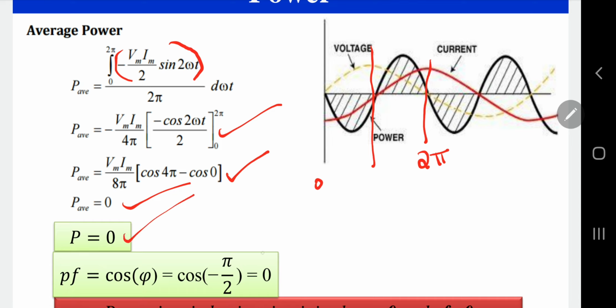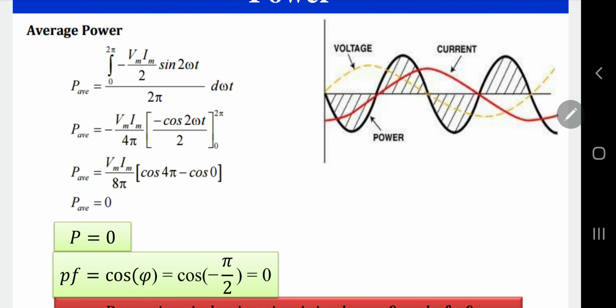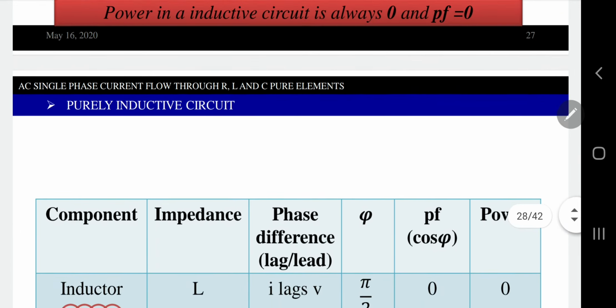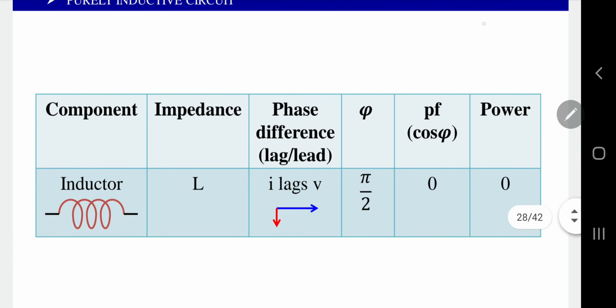Now what about the power factor? Power factor means the cosine of the angle between the voltage and the current. Okay, it is actually a measure of how much power is being utilized. So that we will be studying later. So power factor is equal to cos phi, cos of minus pi by 2. Why? Because the phase difference is minus pi by 2. Answer is 0. So here you can see the power in an inductive circuit is always 0 and the power factor will be always 0. Both the power and the power factor are 0 in the case of a purely inductive circuit.